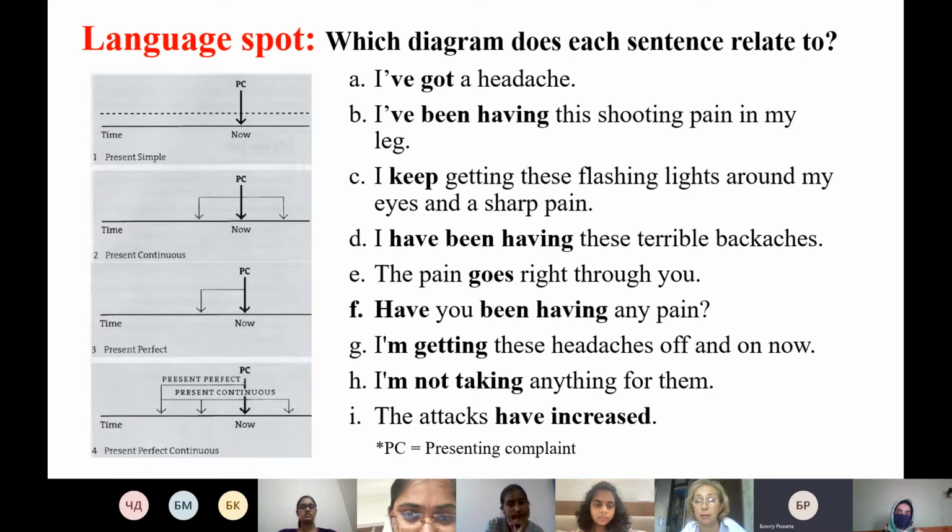I have got a headache. Which diagram does it relate to? What kind of tense is it? Is it present simple or present continuous? Present simple, yes. This is diagram number 1, present simple.